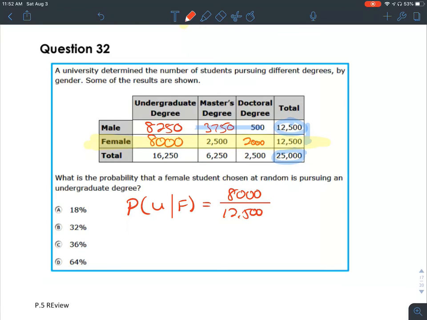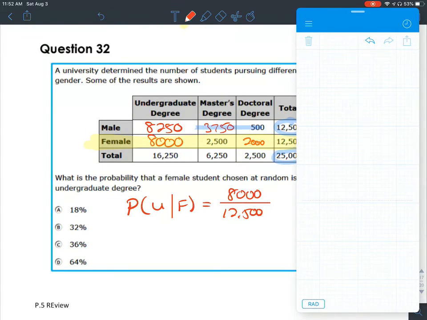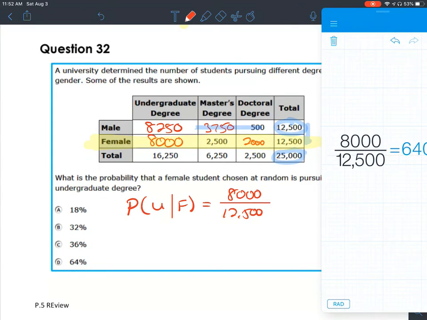That's not one of the choices. I'm not going to spend time reducing this. I'm just going to throw this in my calculator and hope that is one of the answers. Something tells me I did something wrong because that number is ridiculous.